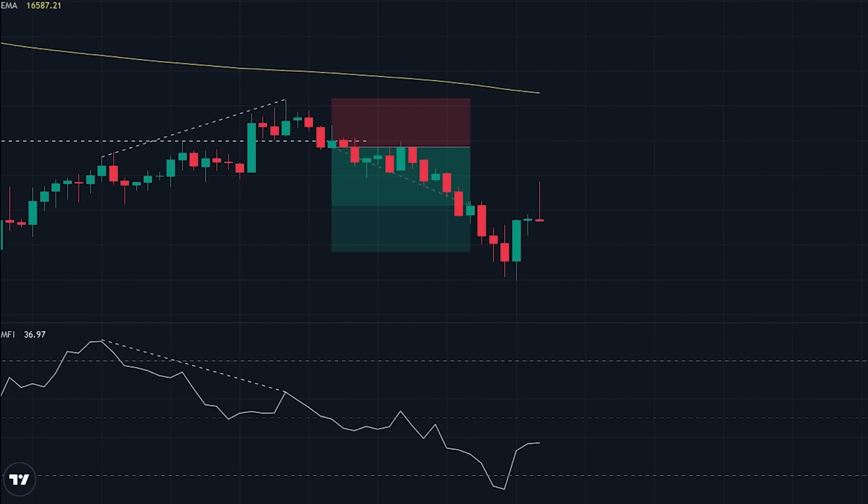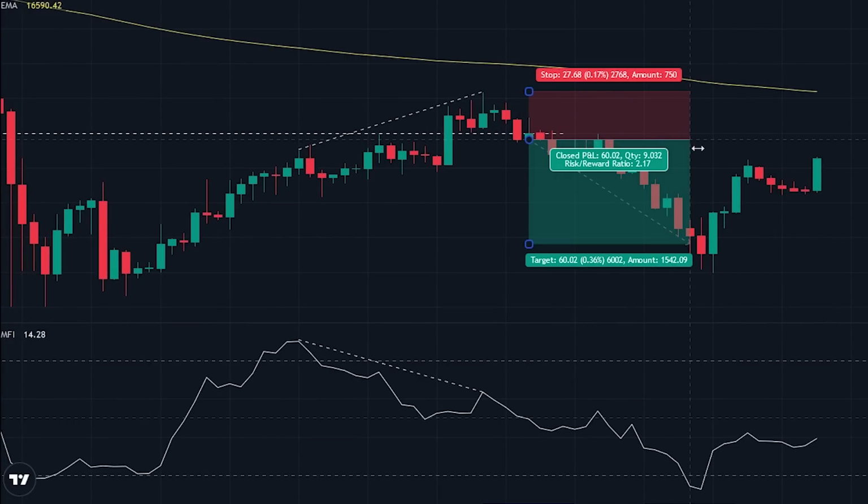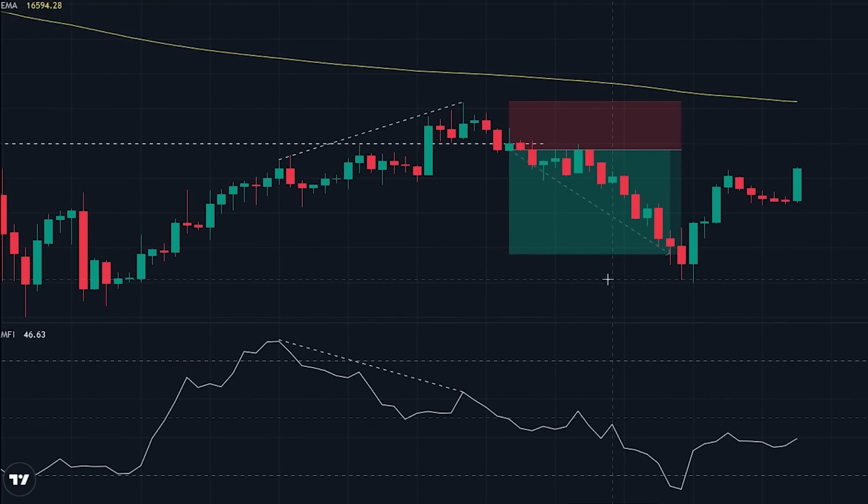There are many ways you can use the money flow index, but I hope that this strategy demonstrates the different methods that can be used to read and integrate the money flow index into your own strategy.